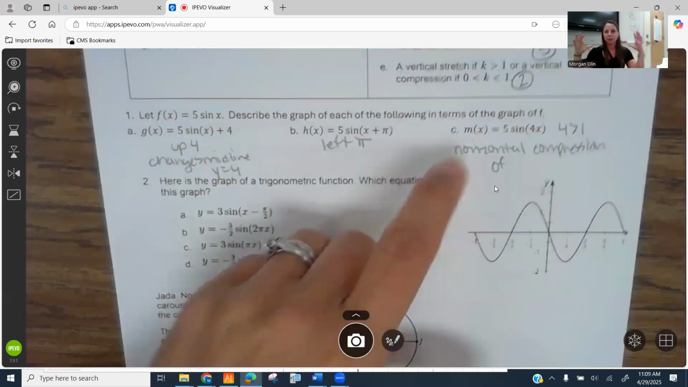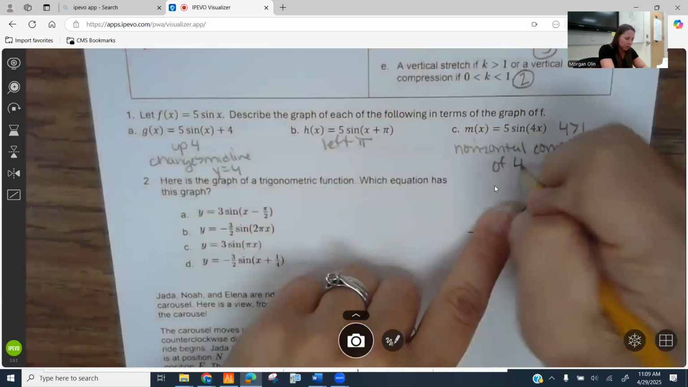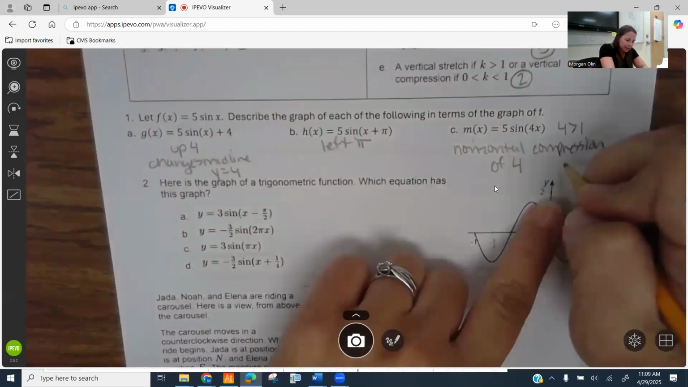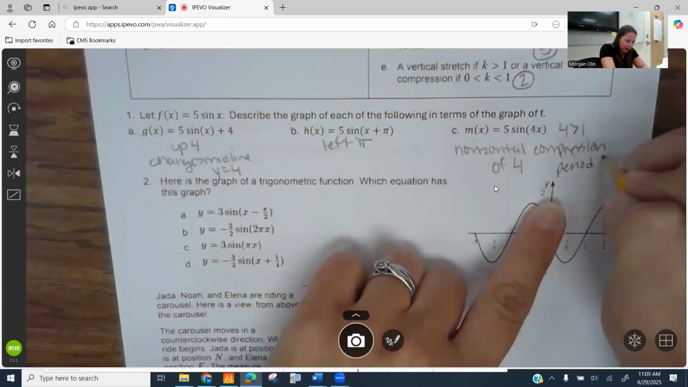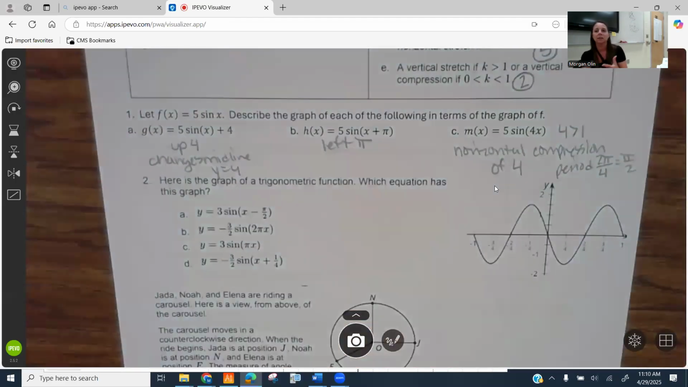And the reason why it's compression is that it's going to shrink in like this. It's going to compress in. All right, so horizontal compression of 4. Again, it changes our period from being 2 pi to 2 pi over b. So that makes pi over 2. So a full cycle is in a length from 0 to pi over 2.